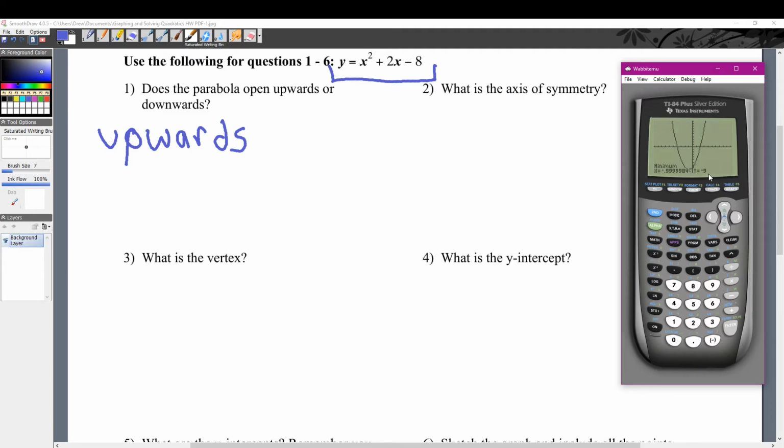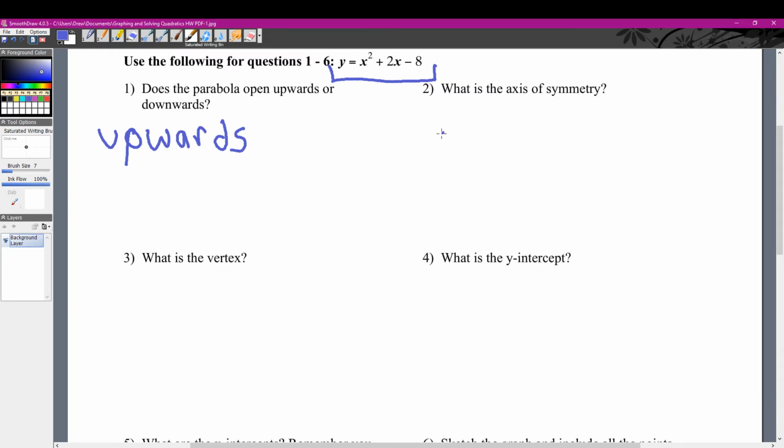Well, remember, I said that the axis of symmetry is the x-coordinate. So my axis of symmetry is going to be negative 0.9999, which if we round it up is just going to be equal to negative 1. So our axis of symmetry is x equals negative 1.